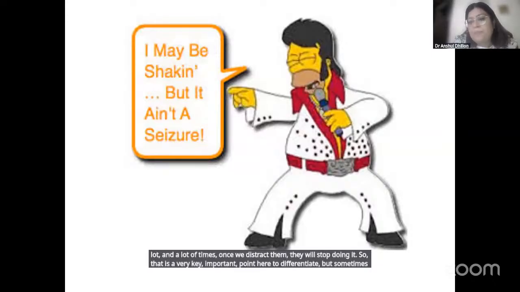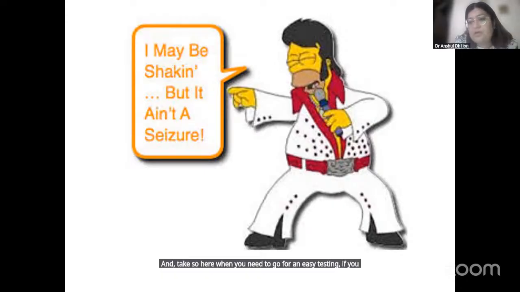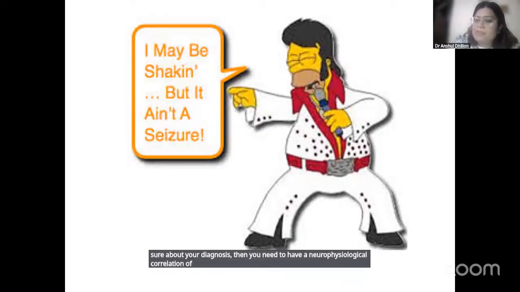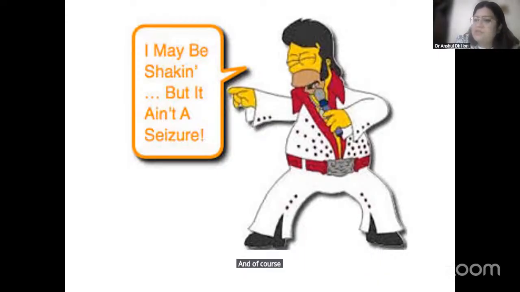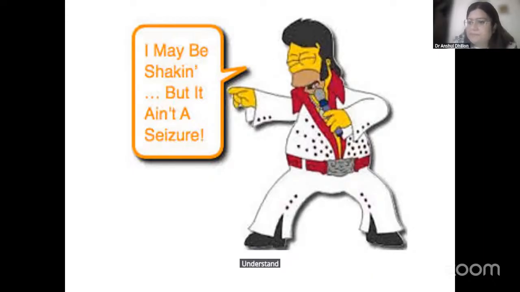But sometimes you struggle to differentiate between a seizure and a tic. So here, you need to go for EEG testing if you are not very sure about your diagnosis; you need to have a neurophysiological correlation of these. And of course, you have to take a detailed history about the child's academics, and whether the child is not enjoying his classes or the classes are too overwhelming. The age is important. All these factors make you understand what we are dealing with.